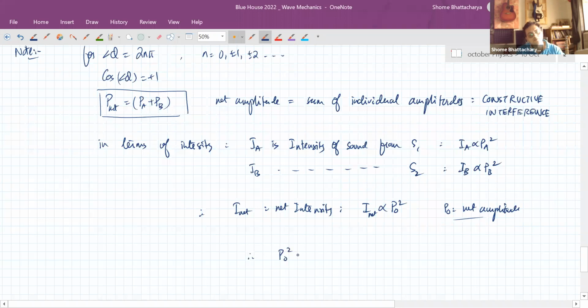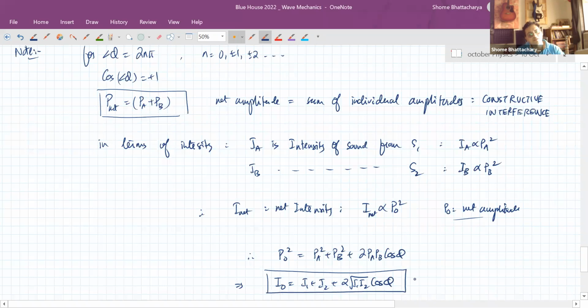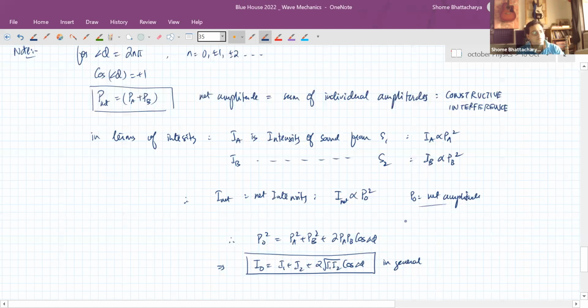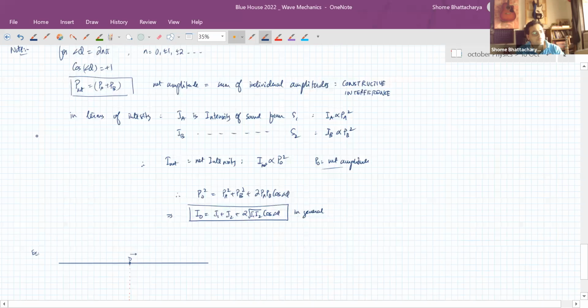So we can see that this formula also tells us that this is the resultant intensity in general. Actually, we should write over here that the phase difference is delta phi, because we've used that notation. That is there. And the case of constructive interference, so we'll come back to this.